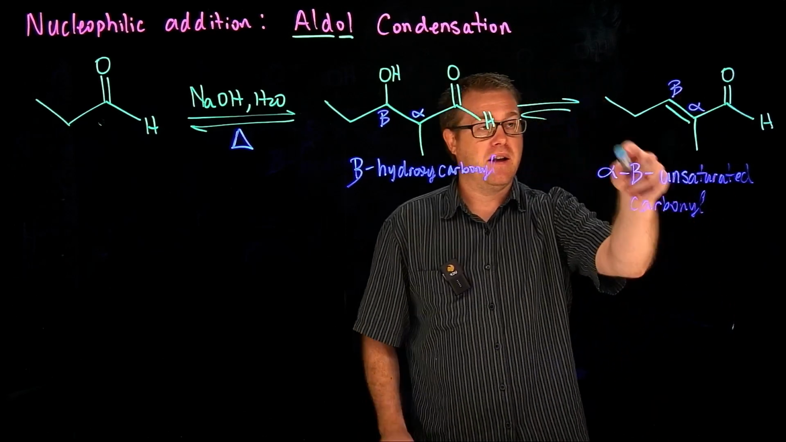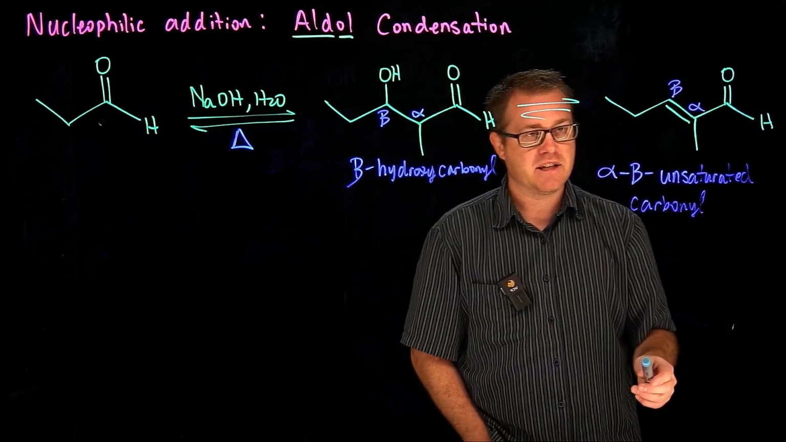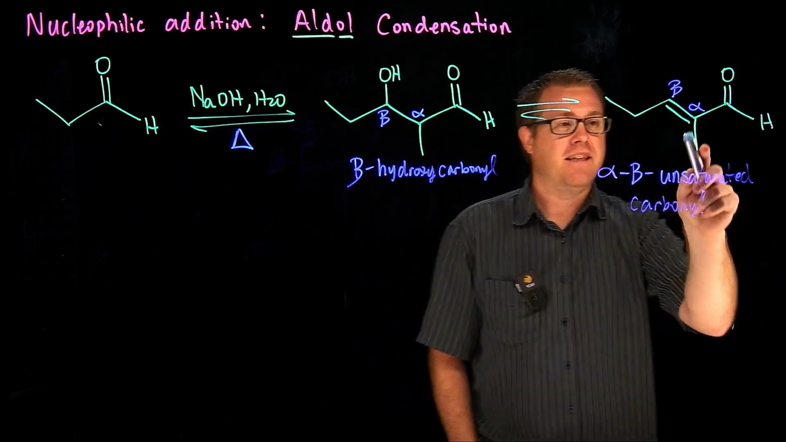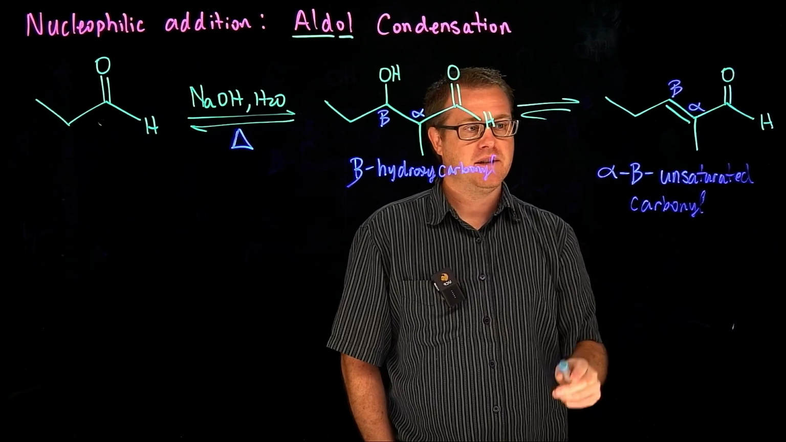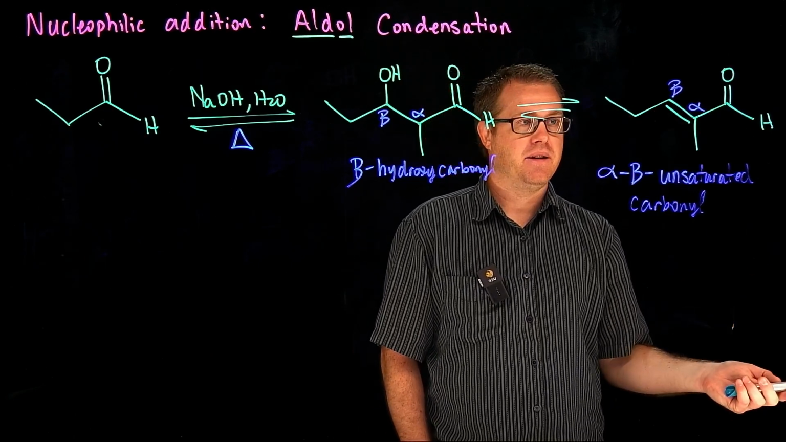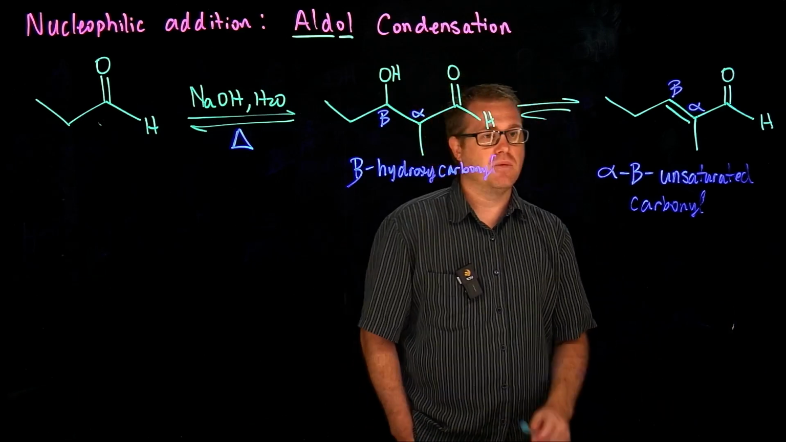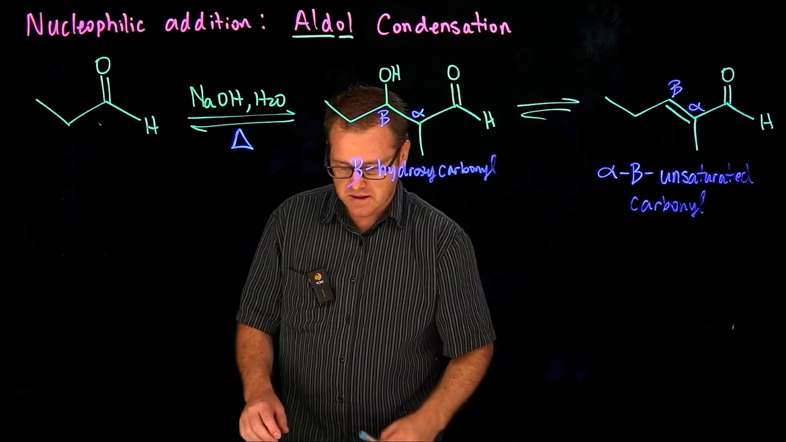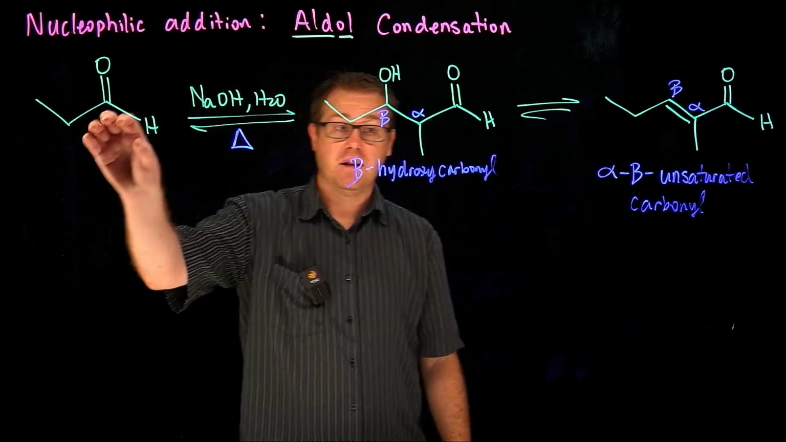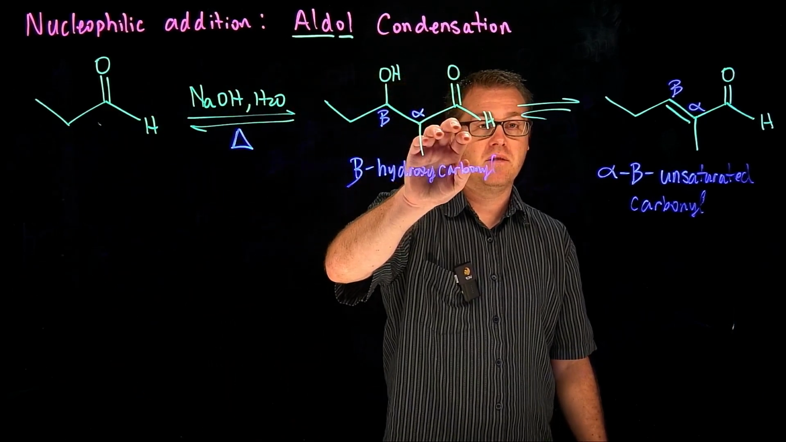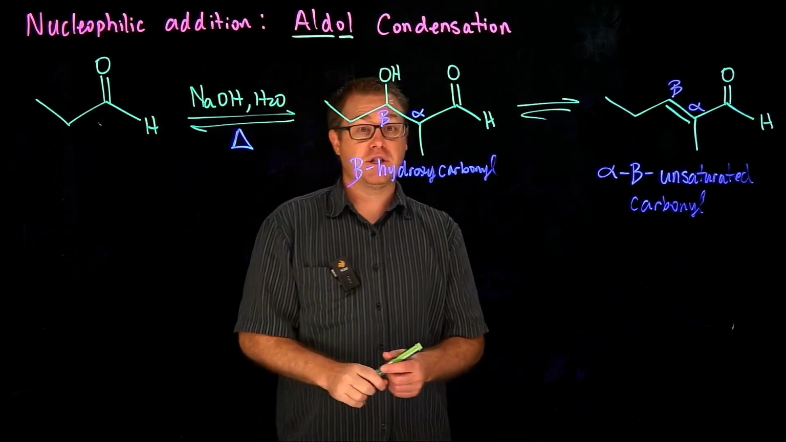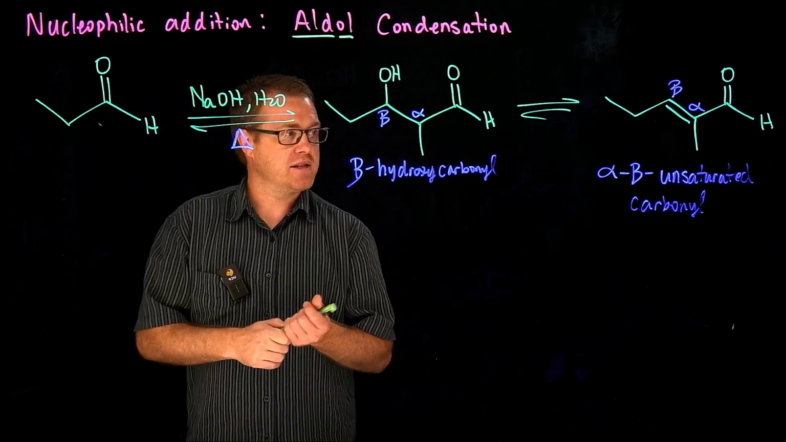Now let's evaluate, why is this called an alpha beta unsaturated carbonyl compound? We still have a carbonyl right there. And then at the alpha and the beta positions, we are missing two hydrogens. So it is unsaturated. So that's where the name comes from. Okay, so the mechanism. From here to here, the mechanism is just the same as the previous video. But let's do it just to get practice, shall we?